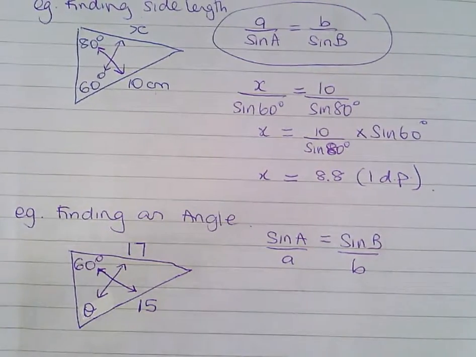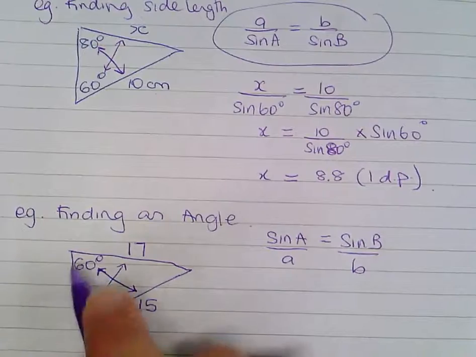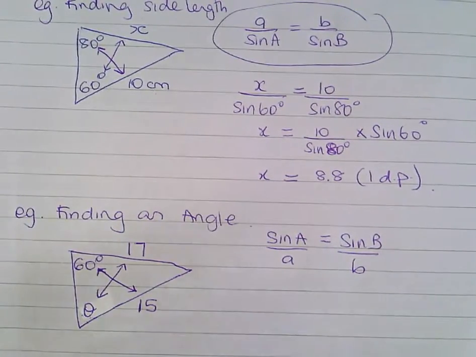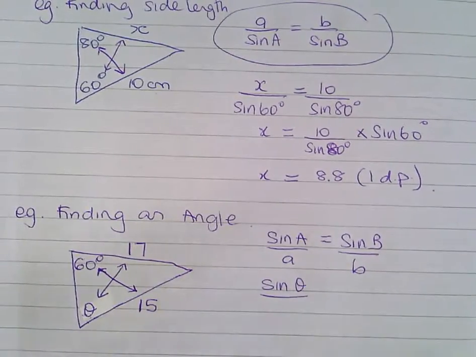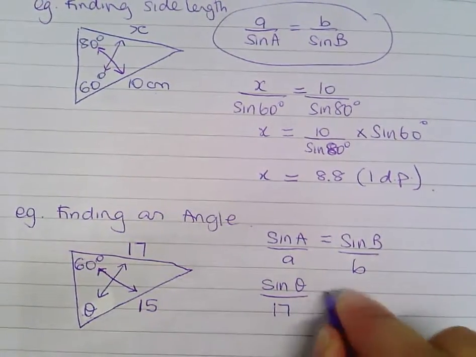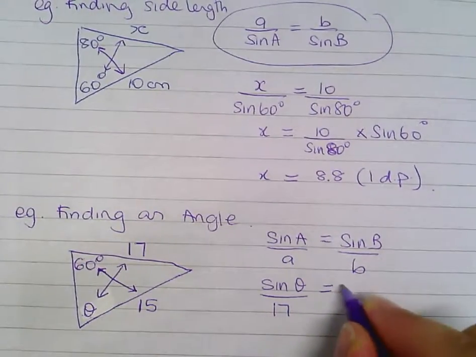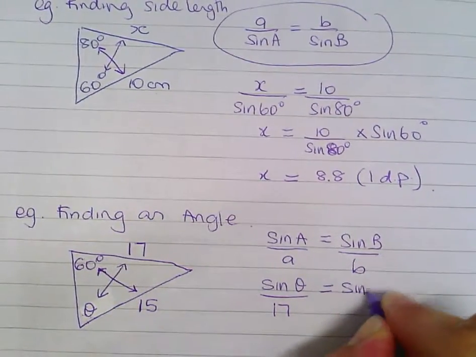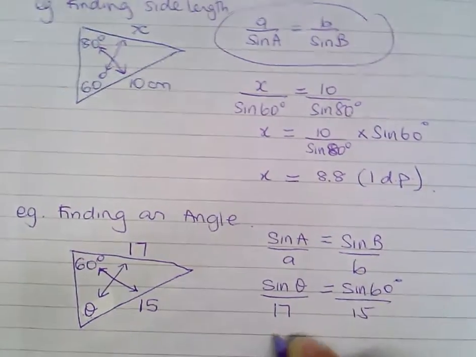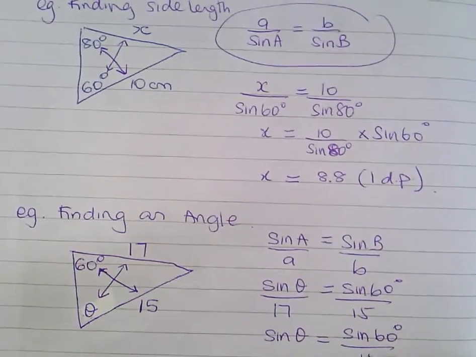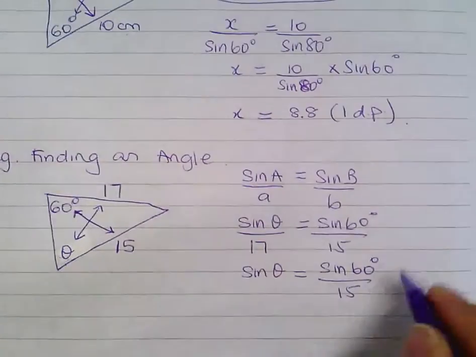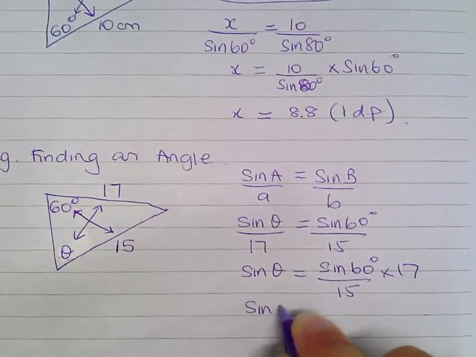So what's the unknown? Which one's unknown? 60 or 15? Sorry, theta or 60? What's the unknown? Theta. So that goes first. Sine of theta over what? 17. Over 17 equals sine of 60 over 15. So sine of theta, how do I get rid of this divide by 17? Times 17. Now that's sine of theta.